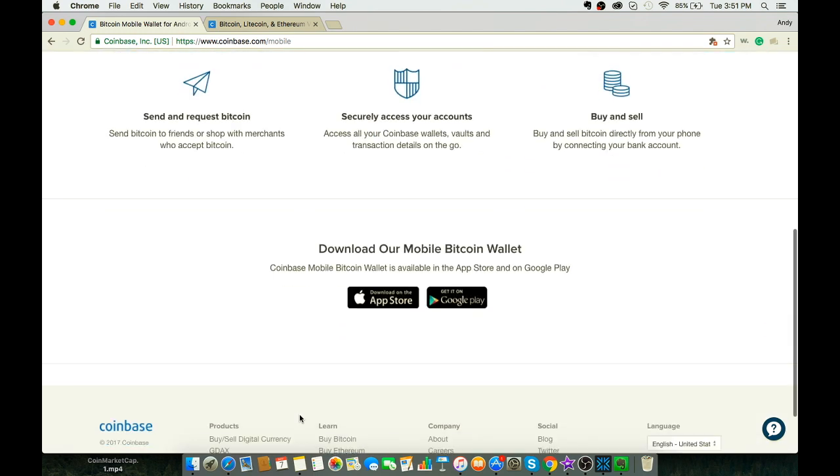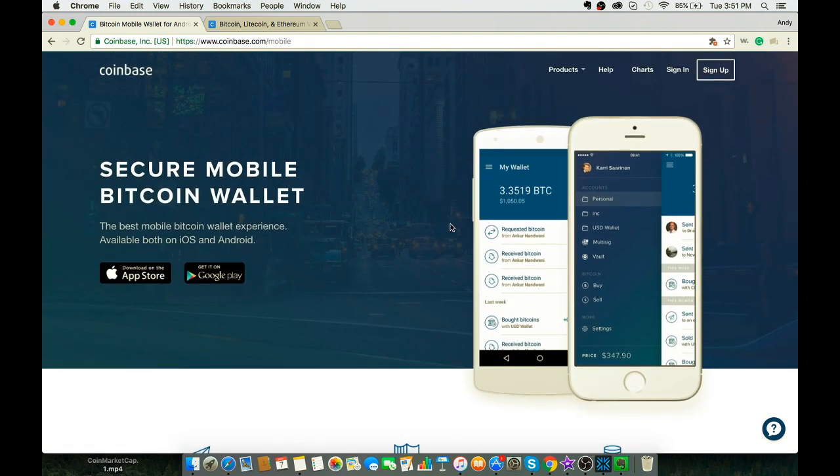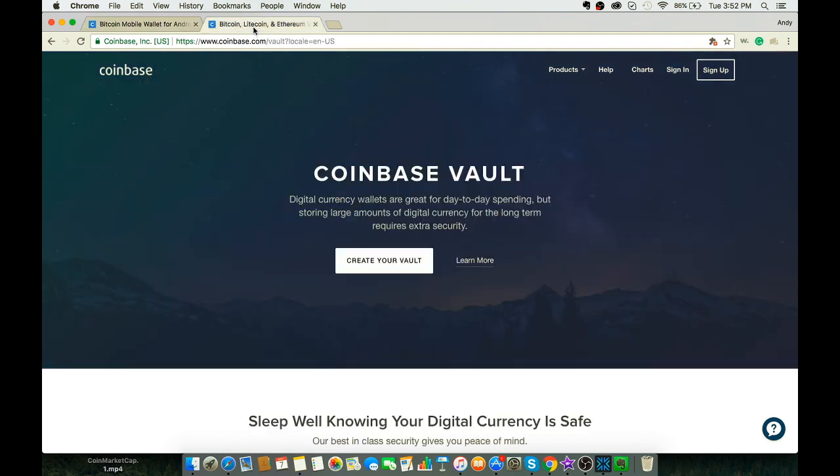Like I said, it works pretty well, and it's downloadable through the App Store or Google Play. You can buy and sell through this mobile wallet, and it'll just store on your Coinbase wallet for each currency that you buy. And you can also transfer funds from this mobile wallet to another wallet or an exchange to be used for trading.